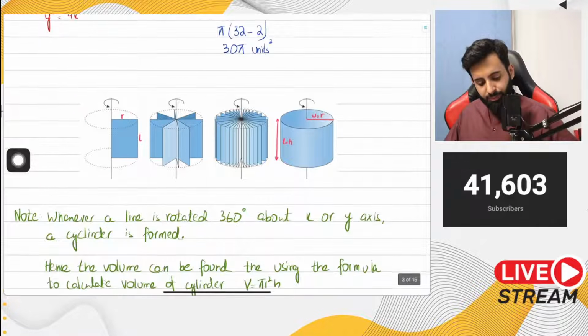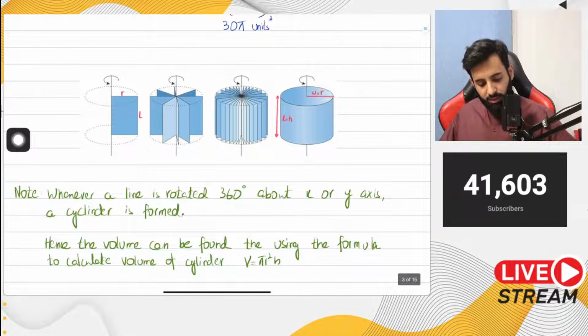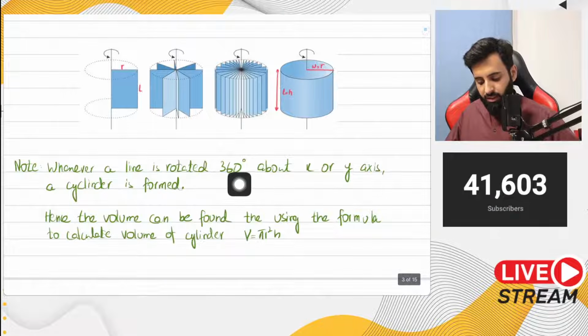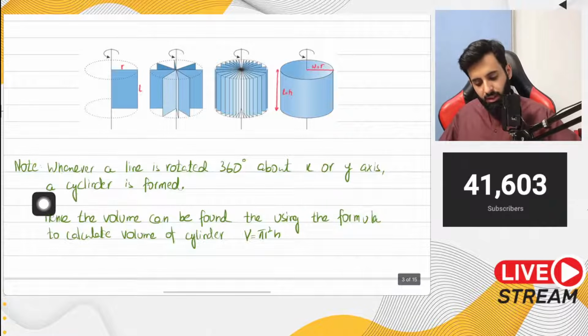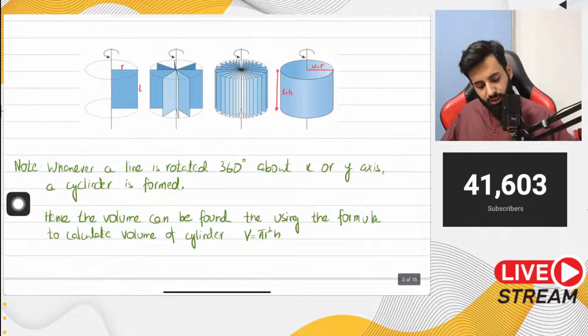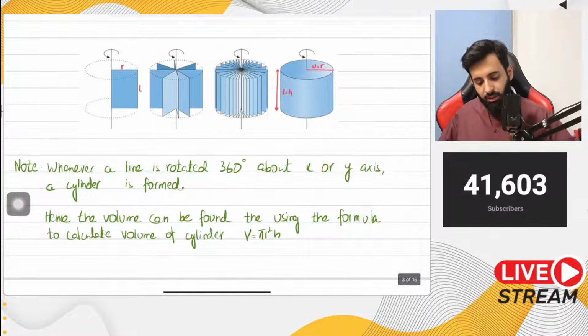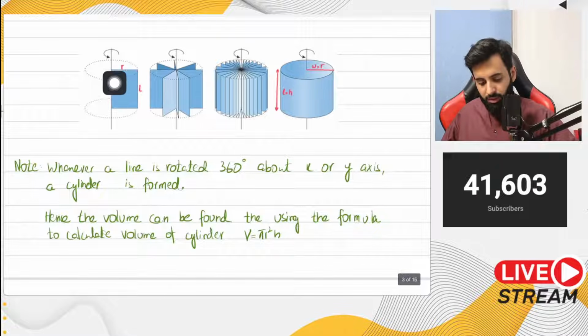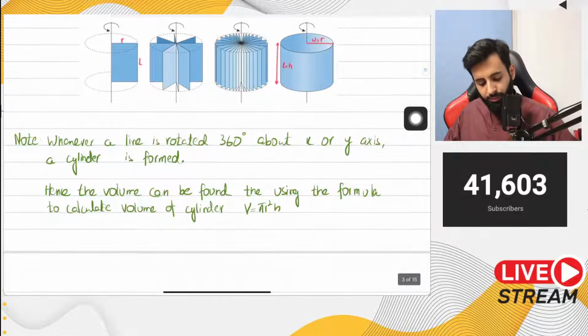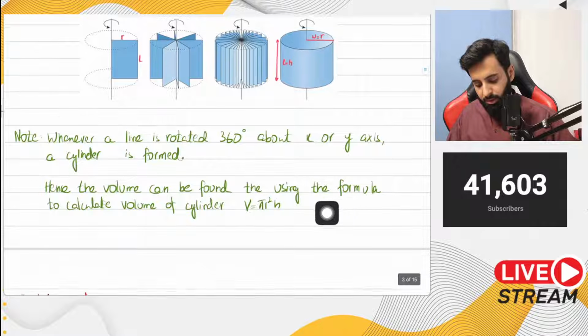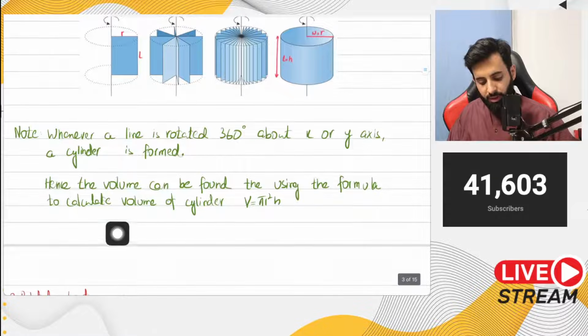Now, one thing to remember that will save you a lot of time is this, that if you're rotating a line 360 degrees about the x or y-axis, a cylinder is formed. And I just realized I have written the incorrect spelling for cylinder. So if you rotate a line about the x-axis or y-axis, what's formed is a cylinder. You can see over here the whole thing visualized. So this is the line that if you rotate 360 degrees along the y-axis, you can see what is formed: a cylinder is formed. Okay, so hence the volume can be found using the formula to calculate the volume of a cylinder.